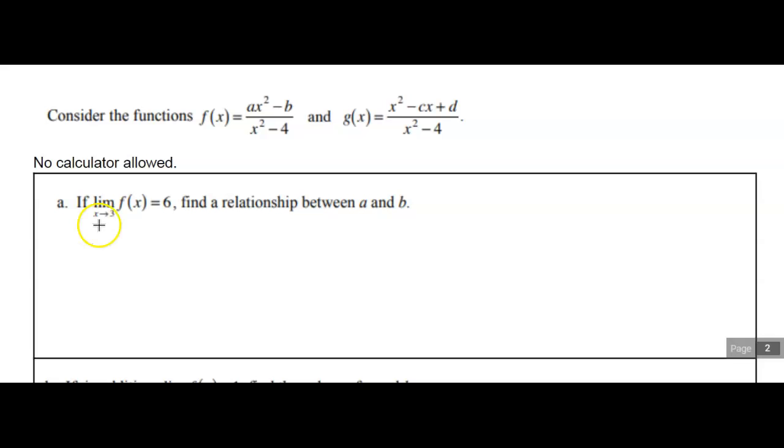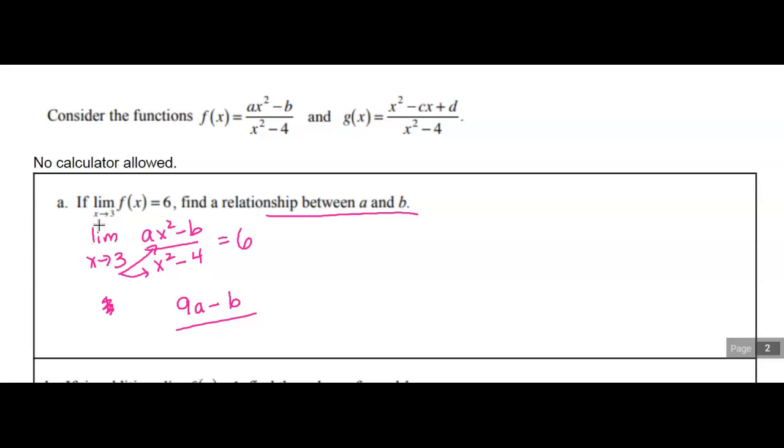So on part A, we know the limit of f is equal to 6. And they just want a relationship between a and b, okay? So we're going to have an equation. If we know that we get a defined value, we still can try our strategies, and our first strategy is substitution. By substituting x equals 3, I would end up with (9a minus b) divided by (9 minus 4), which is 5. And then this is kind of a relationship.